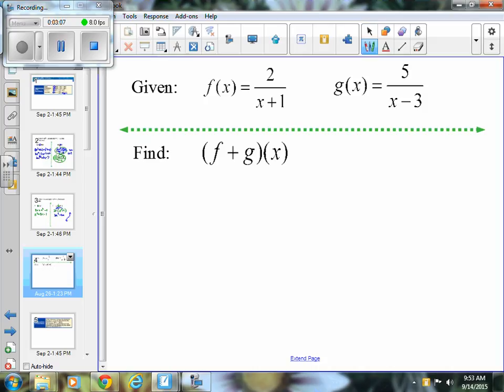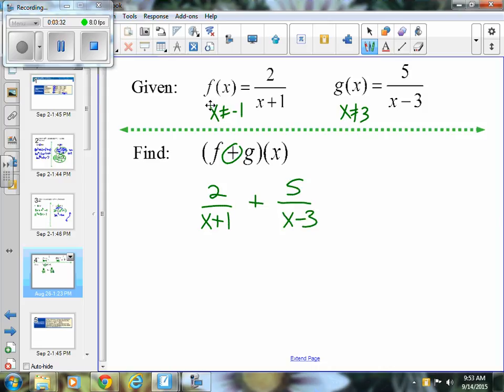Your parent graphs for these are some of those rational functions. f and g are ratios or fractions. So we've got to be careful right from the get-go here. We have some excluded values. What can't x be? So when I look at both of those, x can't be -1 for the first one. x can't be 3 for the second one. So you have to be careful about that when you look at new functions. But they want us to add these two. So 2 over x plus 1 plus 5 over x minus 3. So they want us to do addition.